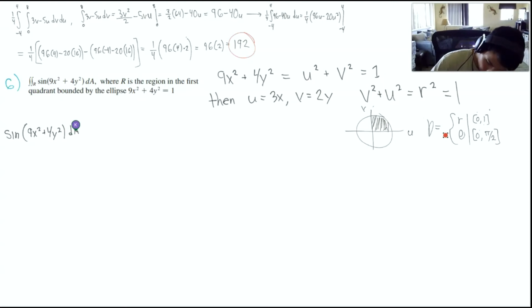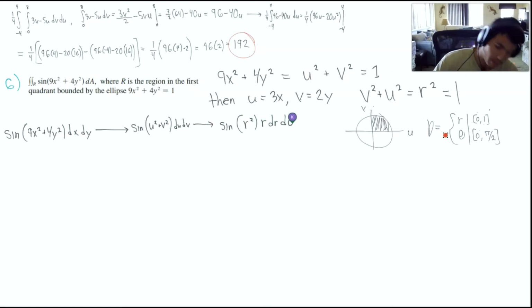dA, let me write it as dx dy for the sake of what I'm about to show you guys. Which is the same thing as sine u squared v squared du dv, which transforms into sine of r squared r dr d theta.